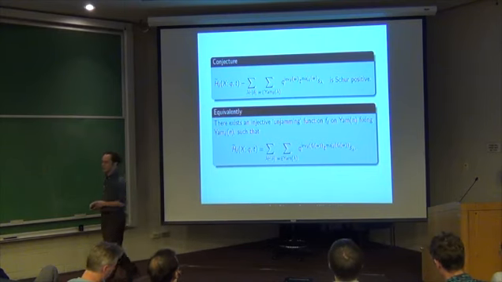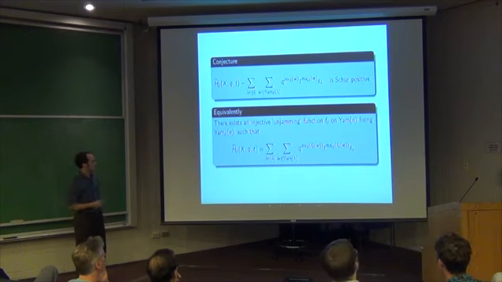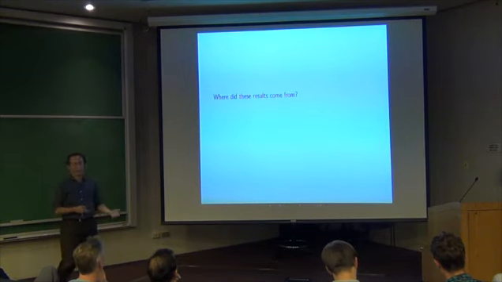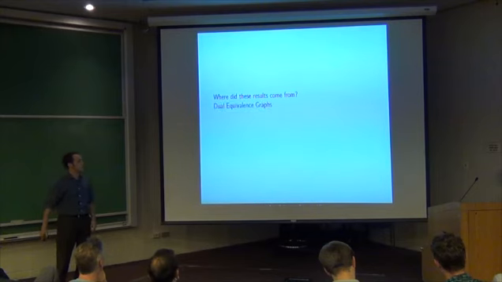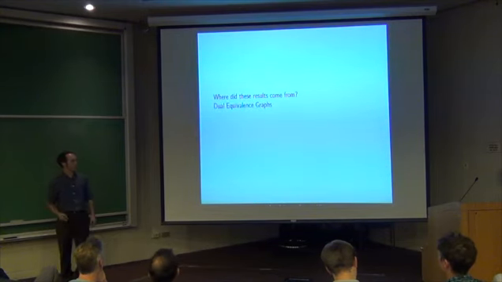And if this really interests you, then you can talk to me later when I have more than 25 minutes. Okay. So, where do these results come from? They come from an area that I care about just as much as I care about these Schur expansions. That's dual equivalence graphs. So the natural question is, okay, what's a dual equivalence graph?